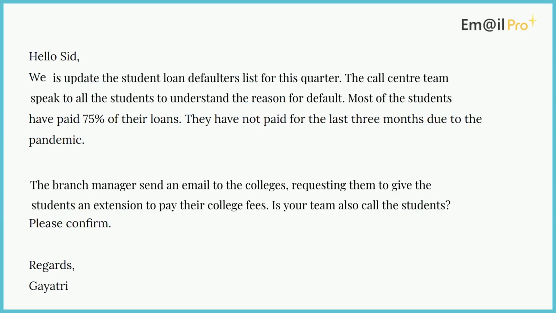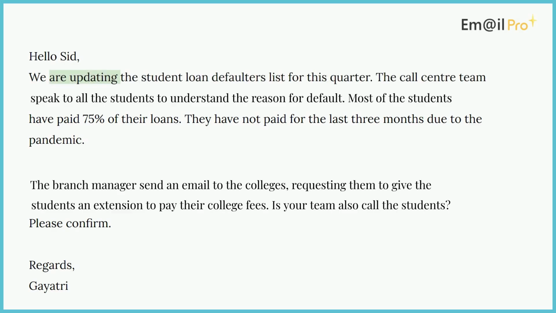Now that you know how to use the present continuous tense, let us look at the email sent by the bank employee and correct it. With the pronoun we, use are and not is. So the correct way to write it is, we are updating.